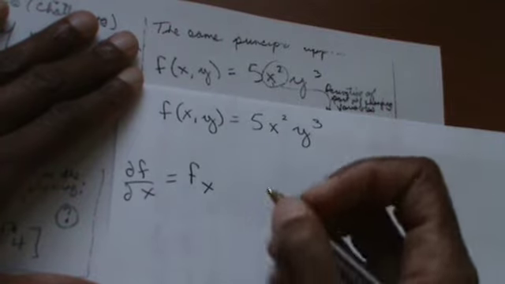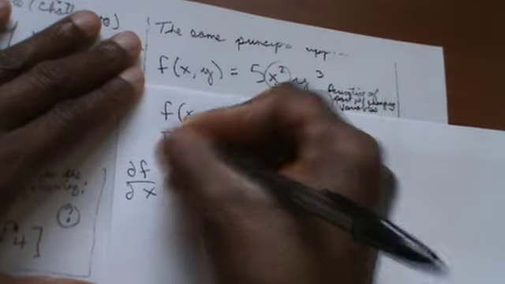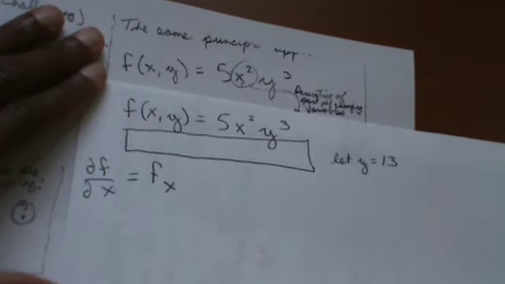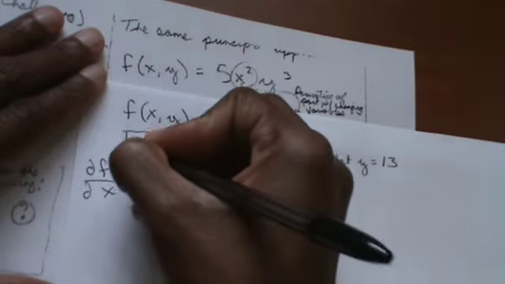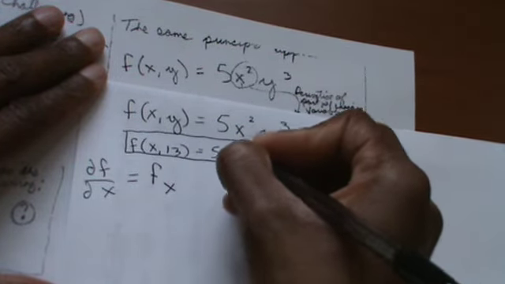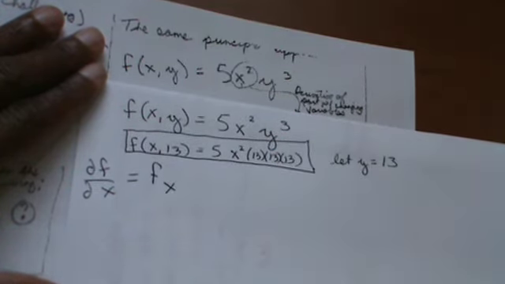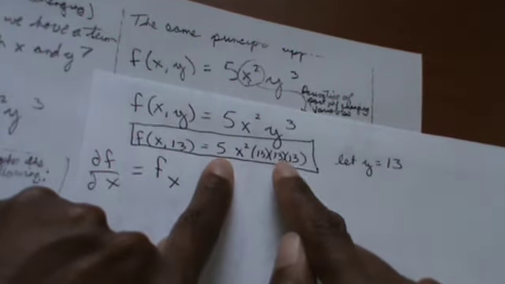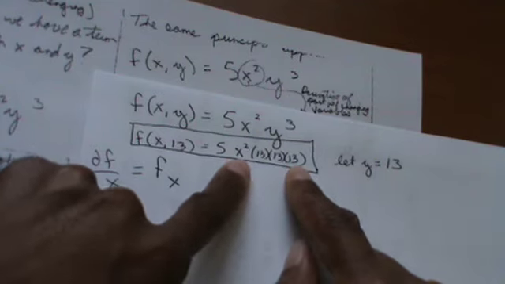So I look over here and I say, wait a minute, what is this acting like? I'm going to let y equal 13. Okay, I'm just trying to emphasize something. So what this is acting like, this is f of x comma 13, which equals 5 times x squared times 13 times 13 times 13. Okay, guess what? If I want to take the derivative of this, what am I going to do? I'm going to pull out the 5, the 13, the 13, and the 13. They're all constants that are multiplied by my variable part.